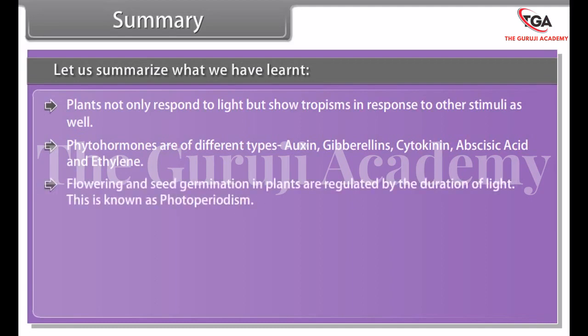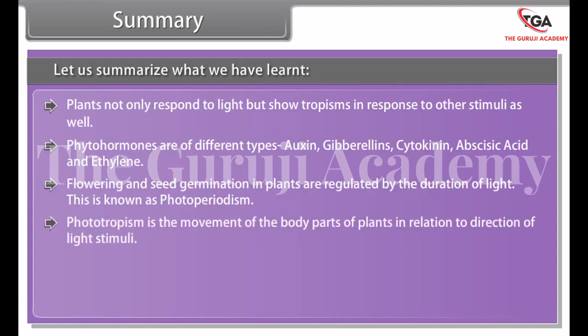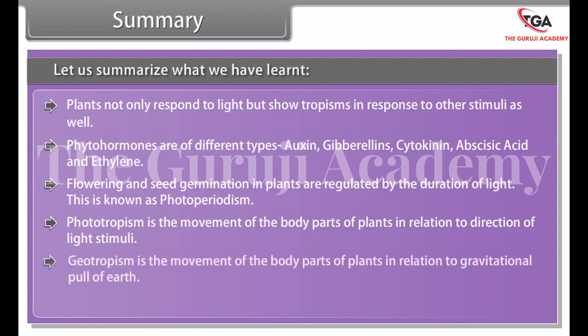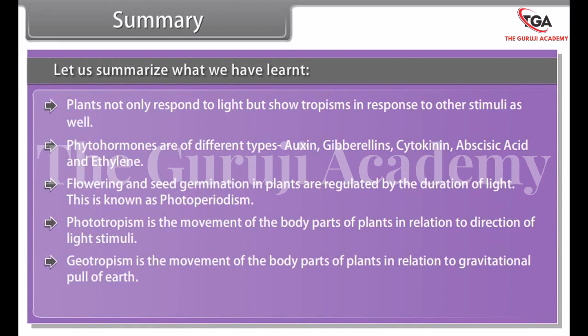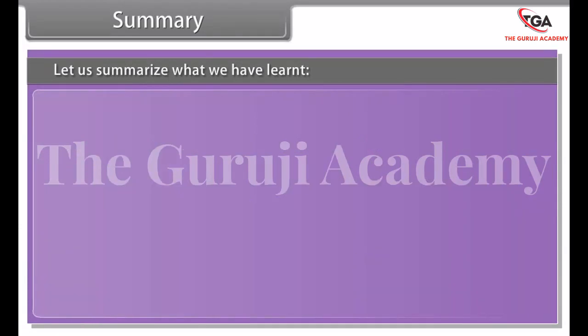Flowering and seed germination in plants are regulated by the duration of light. This is known as photoperiodism. Phototropism is the movement of the body parts of plants in relation to direction of light stimuli. Geotropism is the movement of the body parts of plants in relation to gravitational pull of the earth. Hydrotropism is the movement of the body parts of plants in the direction of water.